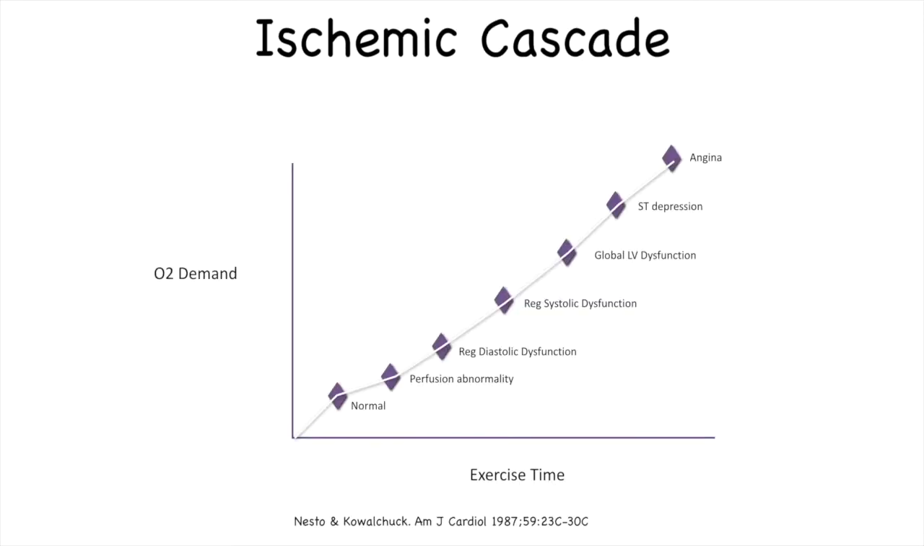It's important to understand the ischemic cascade. The standard presentation of a patient with coronary artery disease to the hospital is with angina, which is much later in the disease process. It is ideal to be able to pick up the disease at a much earlier phase where treatment can be instituted. Perfusion abnormality is one of the first few things easily detectable in patients with coronary artery disease, followed by diastolic dysfunction, systolic dysfunction, and then ECG changes and angina.